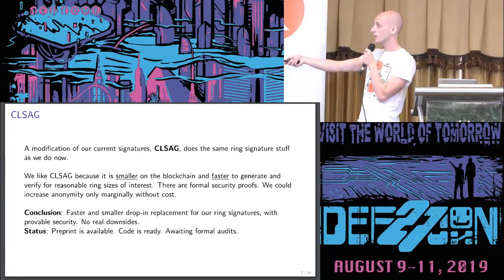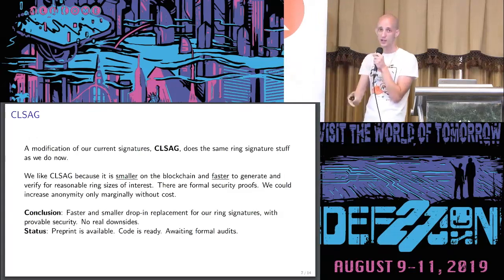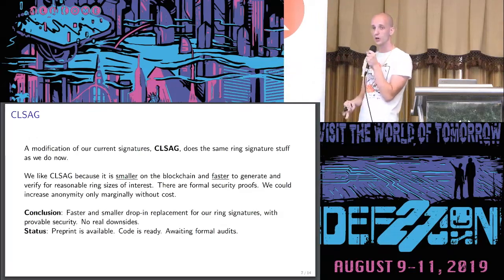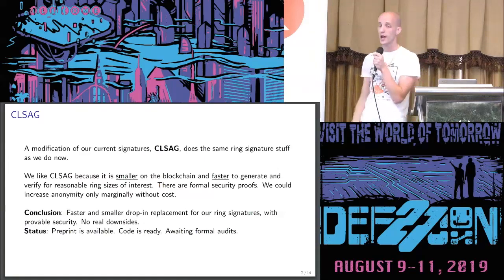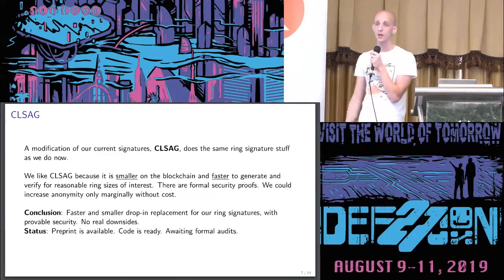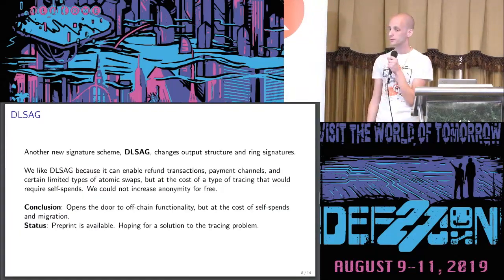The benefit, though, is we do have formal security proofs for it, and that means that it's essentially a faster and smaller drop-in replacement for the current ring signature scheme with provable security, which is frankly pretty tough to do sometimes. No real downsides. And the status right now, we have a preprint paper available for this. Hopefully going to be getting it peer-reviewed and audited. We've had some folks looking at it, which is a good start. And in fact, code is ready to go for this. So this is something we'd like to deploy.